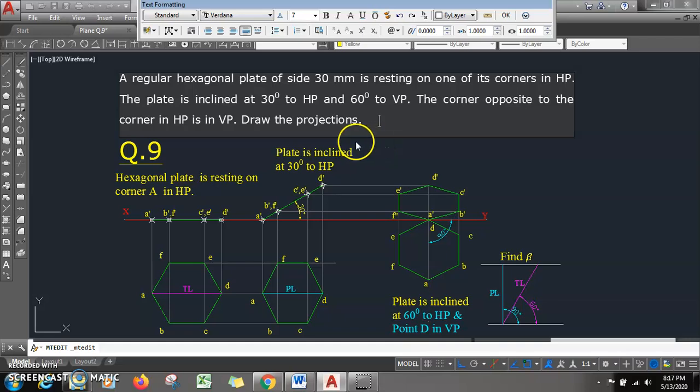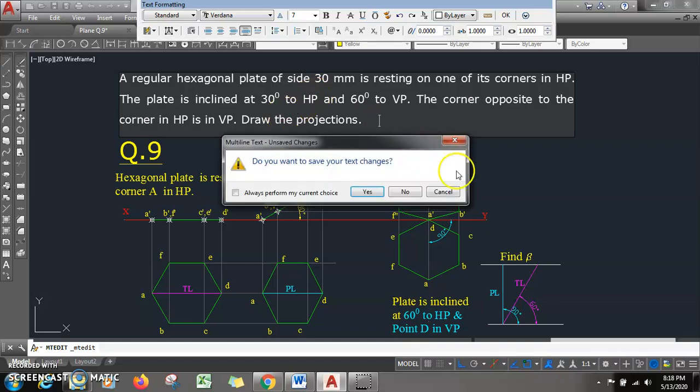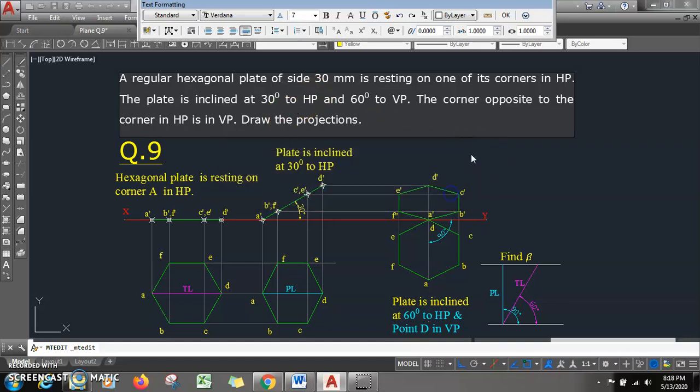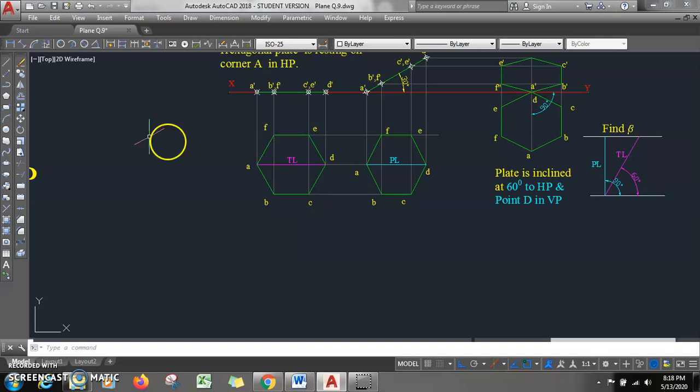The very first thing is the resting condition. The hexagonal plate is resting on HP on one of its corners. So how do we draw the hexagon? The side is 30 mm. Very simple: go for polygon, number of sides will be 6, and enter polygon by edge.